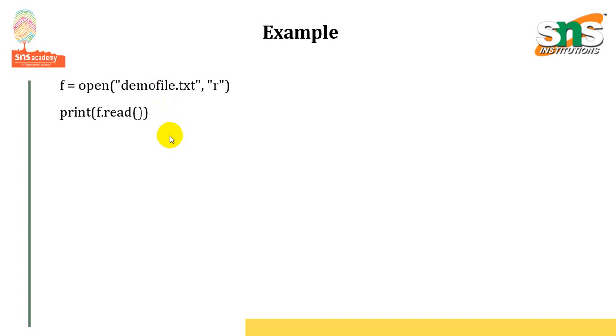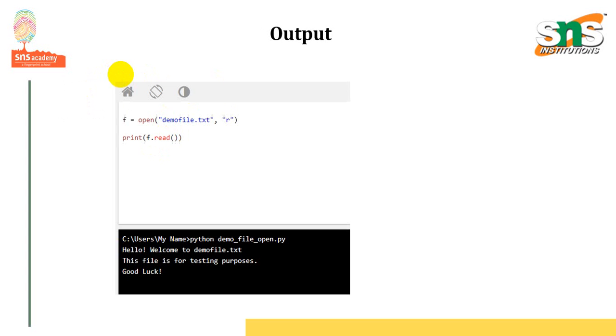So what will be the output? What will be the output of this file? Will the entire content inside the demo file be there, or only the first line? Since read will read all the content of the file in the demo file, right?